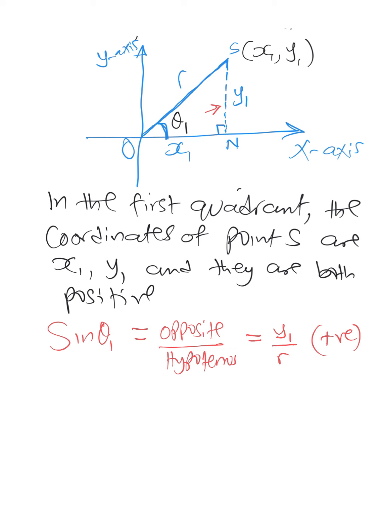What about the cosine? What is the cosine of theta 1? This is the adjacent out of the hypotenuse.